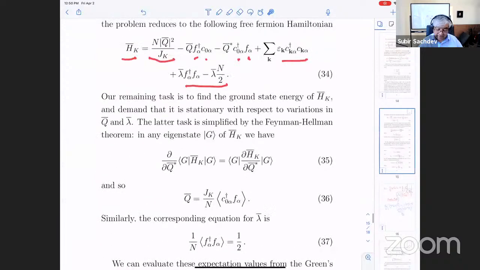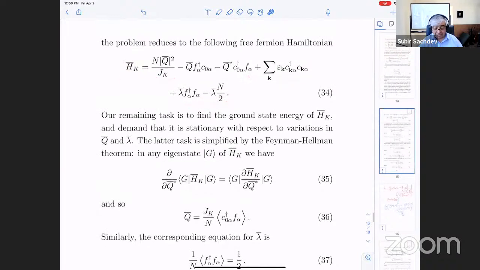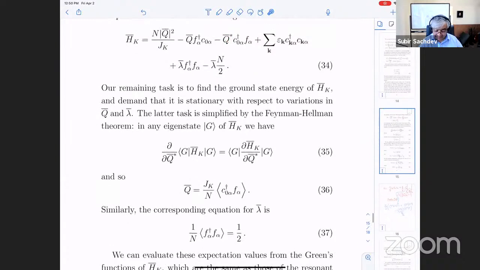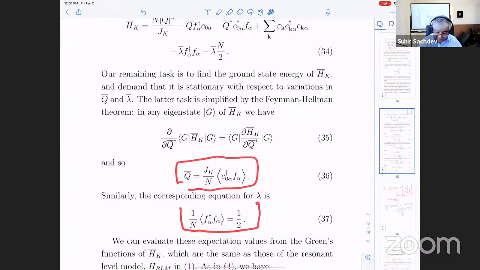Okay, and then there are 2 equations you have to solve. There are 2 parameters here that you don't know, which are Q bar and lambda bar. And these are determined by 2 equations. So Q bar is equal to J_K over 2 times J_K times c dagger f. Okay, there are some factors of 2 that are now corrected here. Here, this is for general N. So Q bar is J_K times c dagger f. That's how we define Q bar. And f dagger f is 1. We write it in a peculiar way in the large N limit. Okay. So these are the 2 equations you have to solve for Q bar and lambda bar.